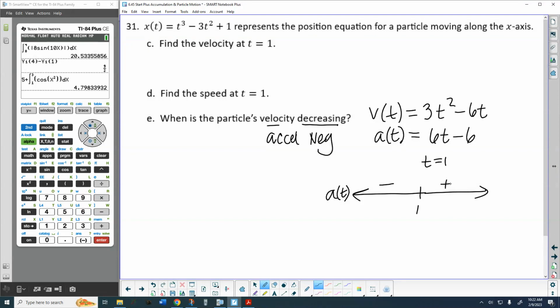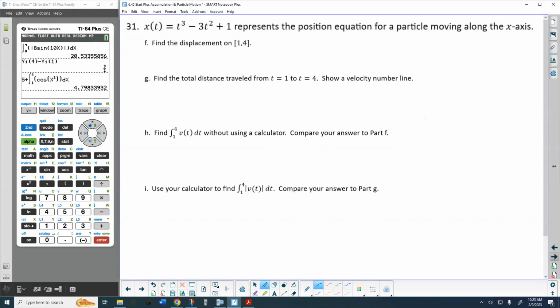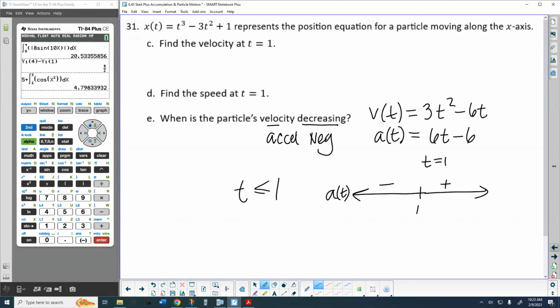So when is the velocity decreasing? You can say equal or not equal, it doesn't matter, whichever, but they won't judge you on that. Okay. Time less than 1. This is the answer.